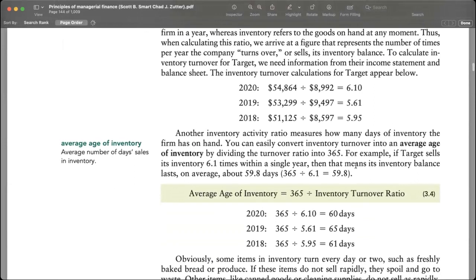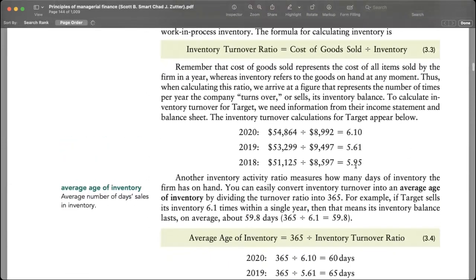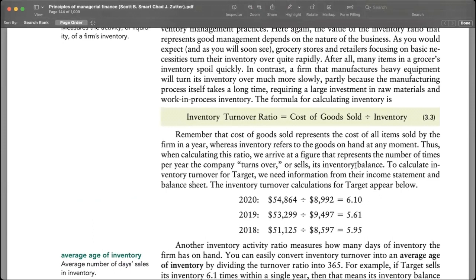Okay. Then let us talk about this one, average age of inventory. Now let's say we have got an inventory turnover ratio of 10. That means in a year the inventory is turning over 10 times. Now the question is, for every turn, how many days? How many days does every turn take? 365 divided by 10. So if you get this one, then getting this one is very easy. 365 divided by inventory turnover.